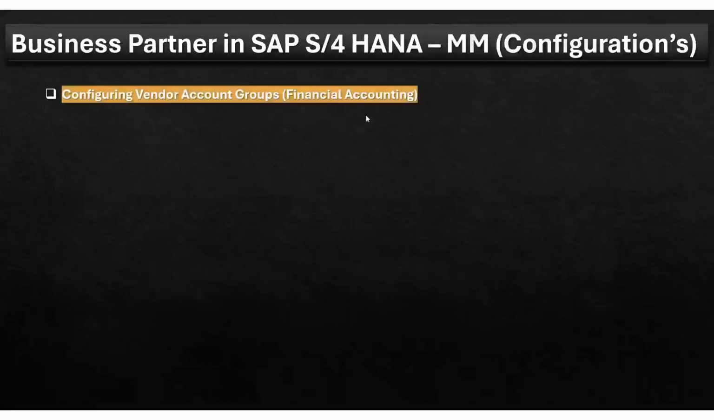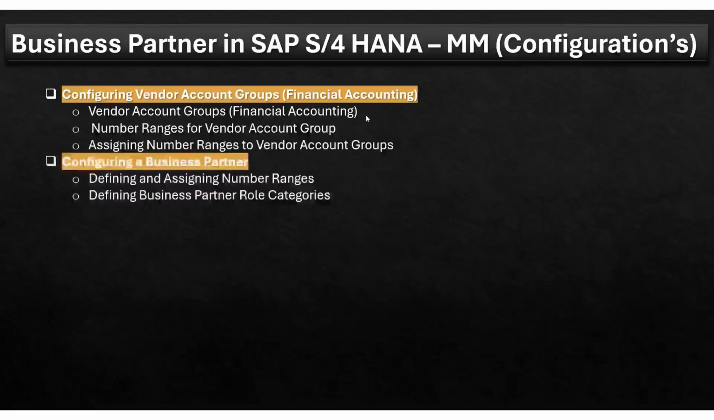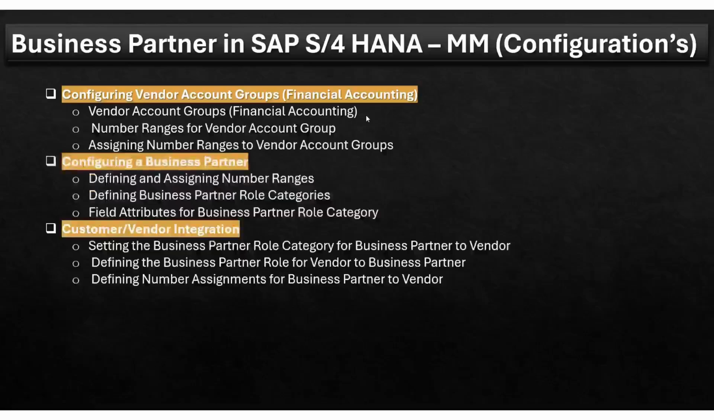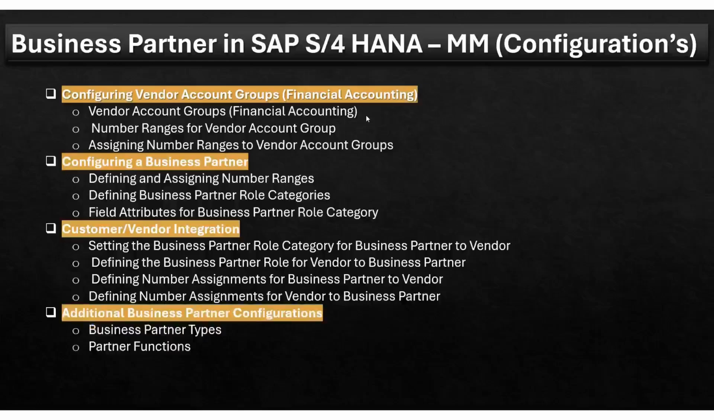These are the following configurations required to configure a SAP business partner in SAP S/4HANA sourcing and procurement. We are going to learn about all the configuration steps, step by step, in the upcoming slides. Now, if you look at the configurations, we have configuring vendor account groups, configuring business partner, customer and vendor integration, and additional business partner configurations.